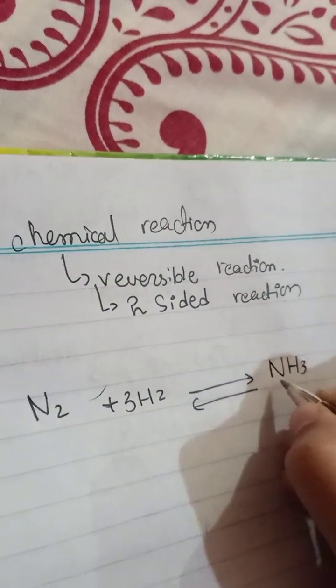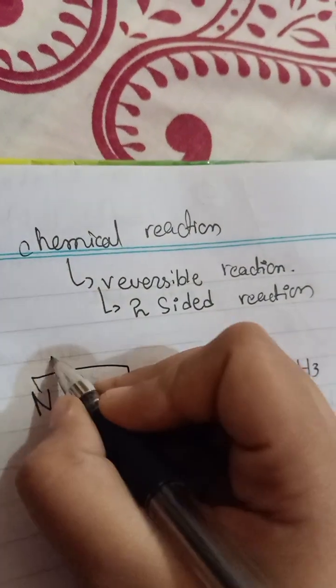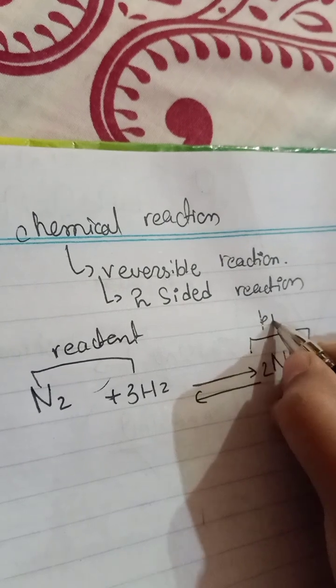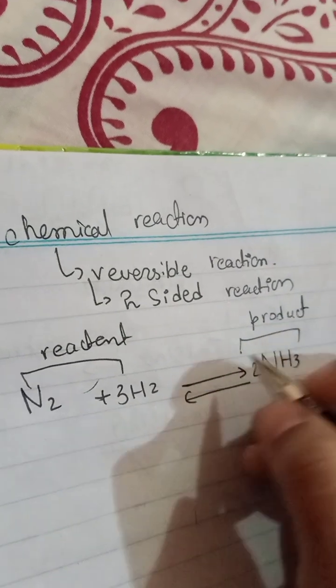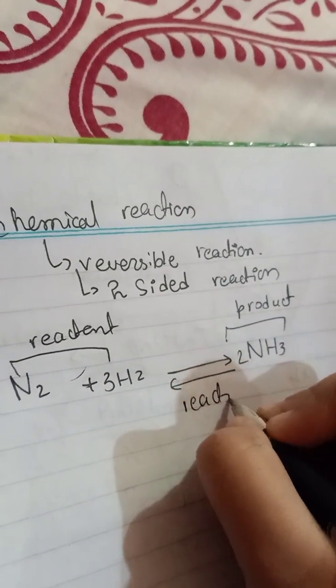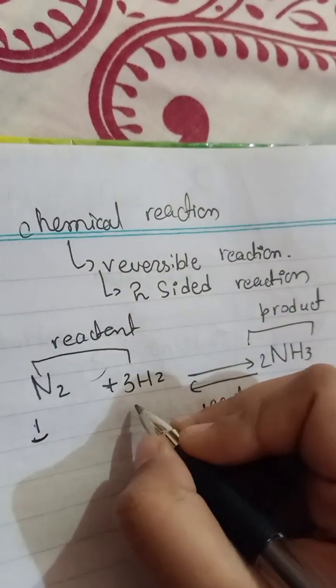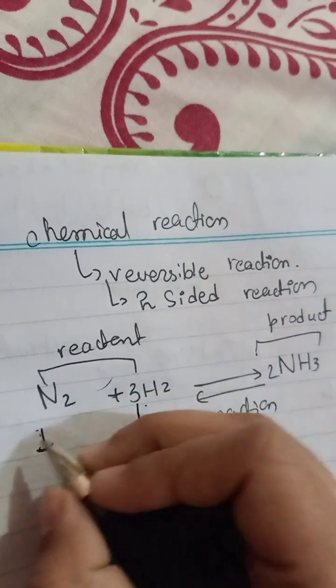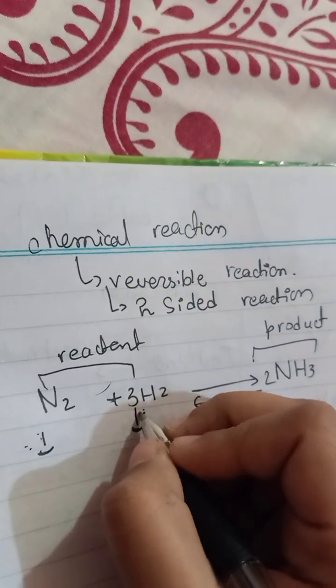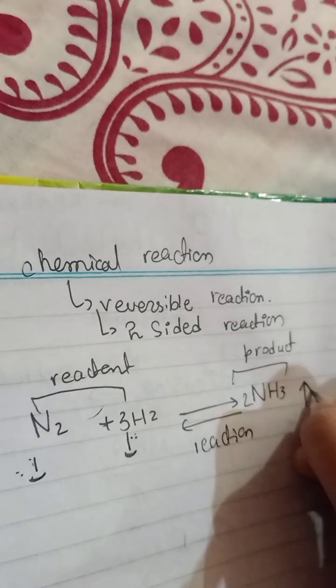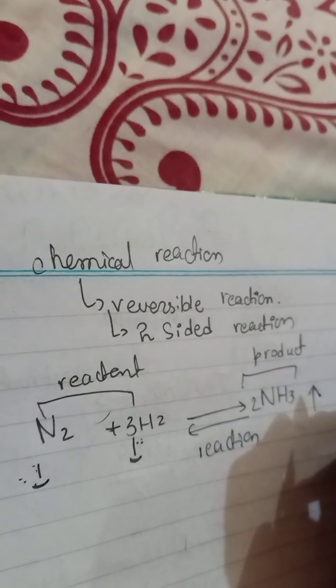and NH3. This is the reactant, and this is the product. And this is our reaction. So here you can see that, for example, this concentration is low and this concentration is low. If the reactant concentration is low, the product concentration will be higher. Then the product will occur.